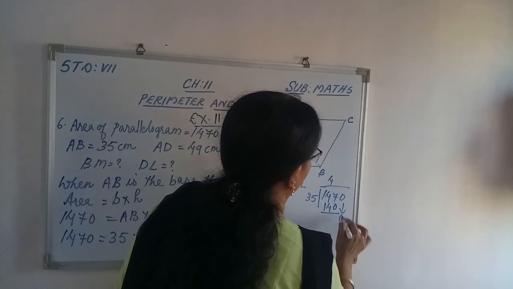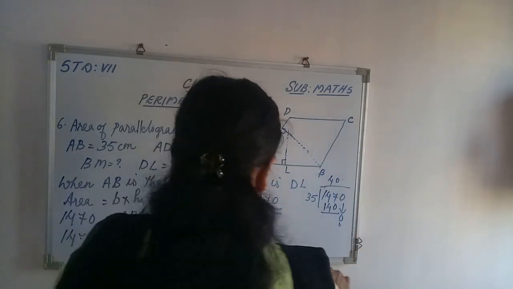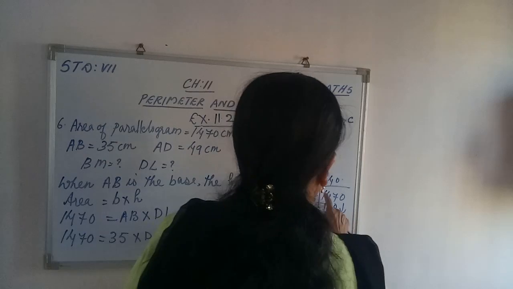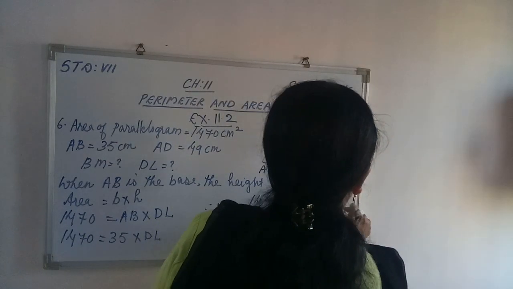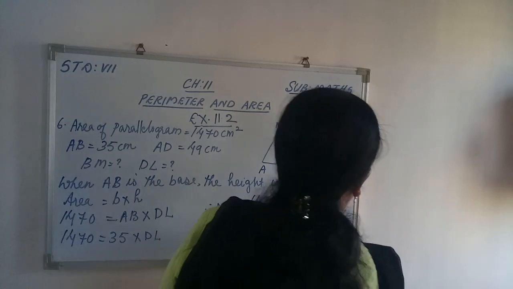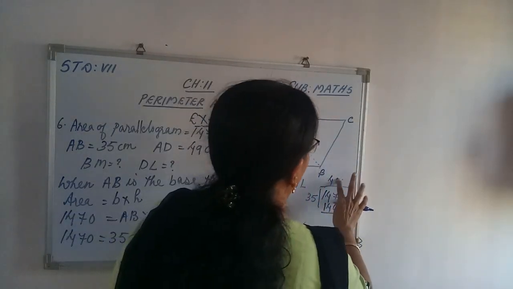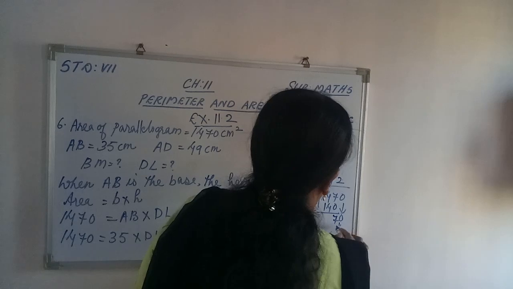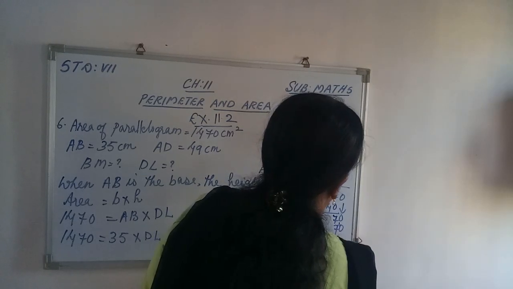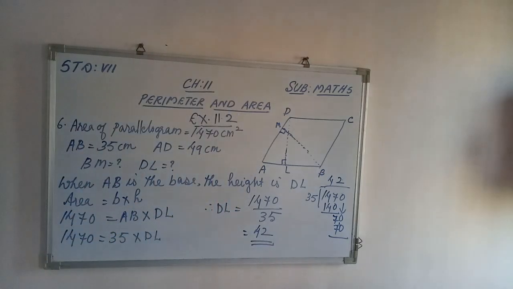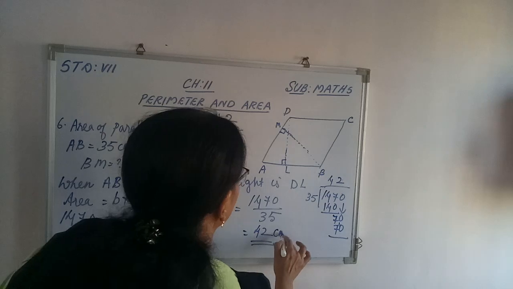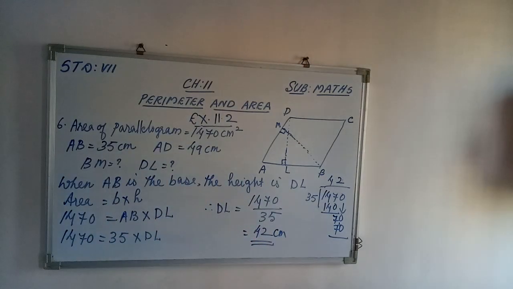So this 4. So here it is. Seven, 17. Okay. Now it is 42. So the answer you will get is 42. So we got DL. Next, what we have to find out?